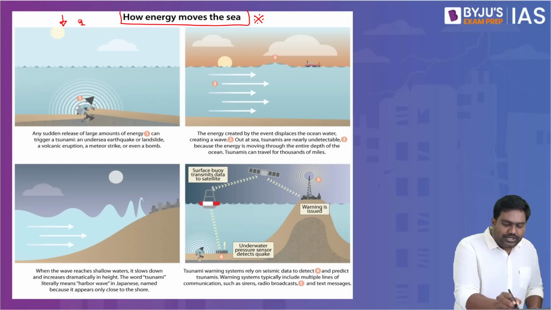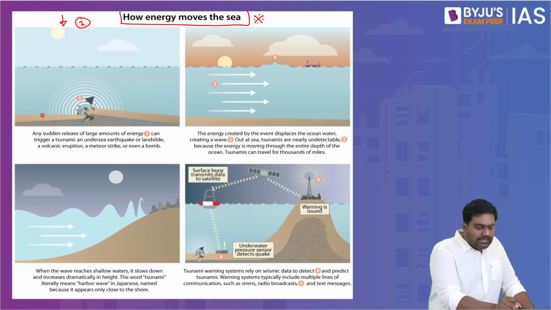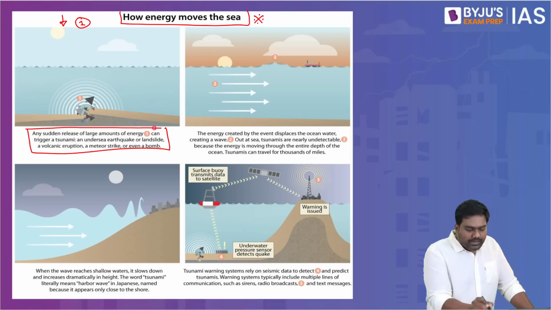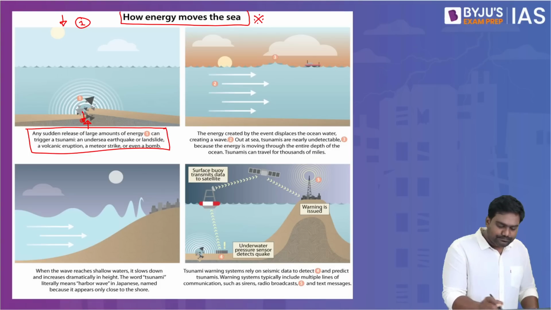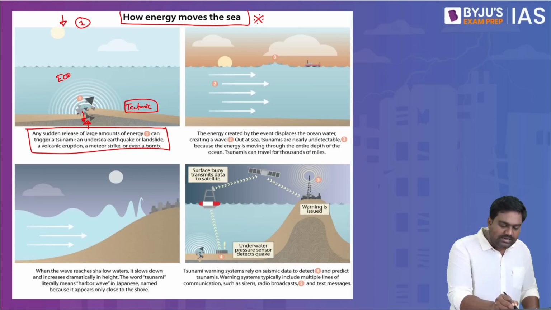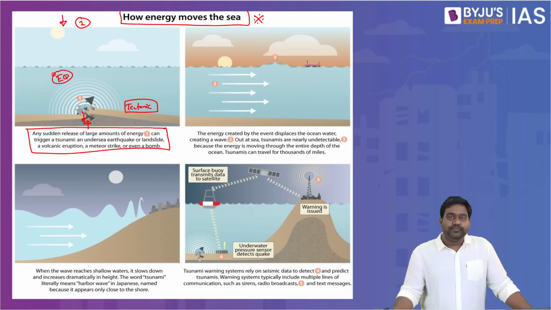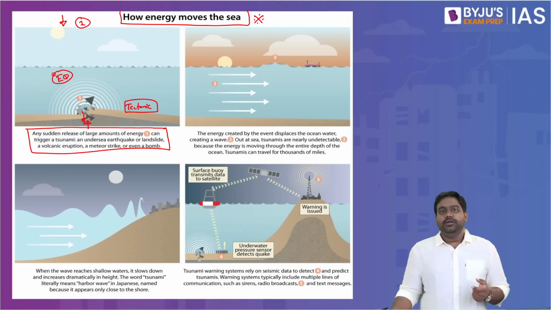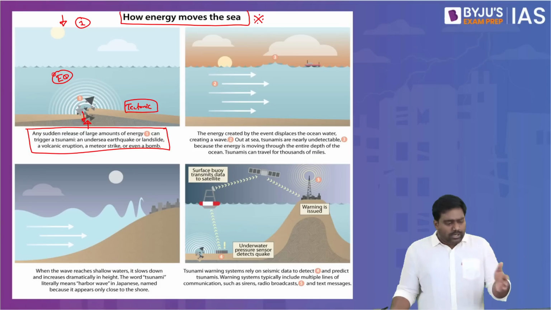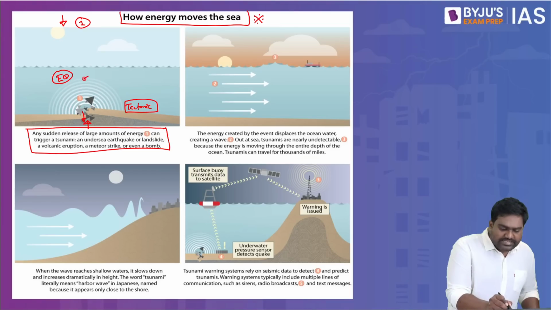Now look at the first picture here, the first image. It is depicting an underwater hazard. It's depicting the rupture of tectonic plates along the fault line that has caused a massive underwater earthquake. Similarly, there can be any other reason, as we discussed. There could be a volcanic eruption here, there could be a nuclear explosion, or an underwater landslide. So, any such reason which releases massive energy underwater can trigger the tsunami wave.